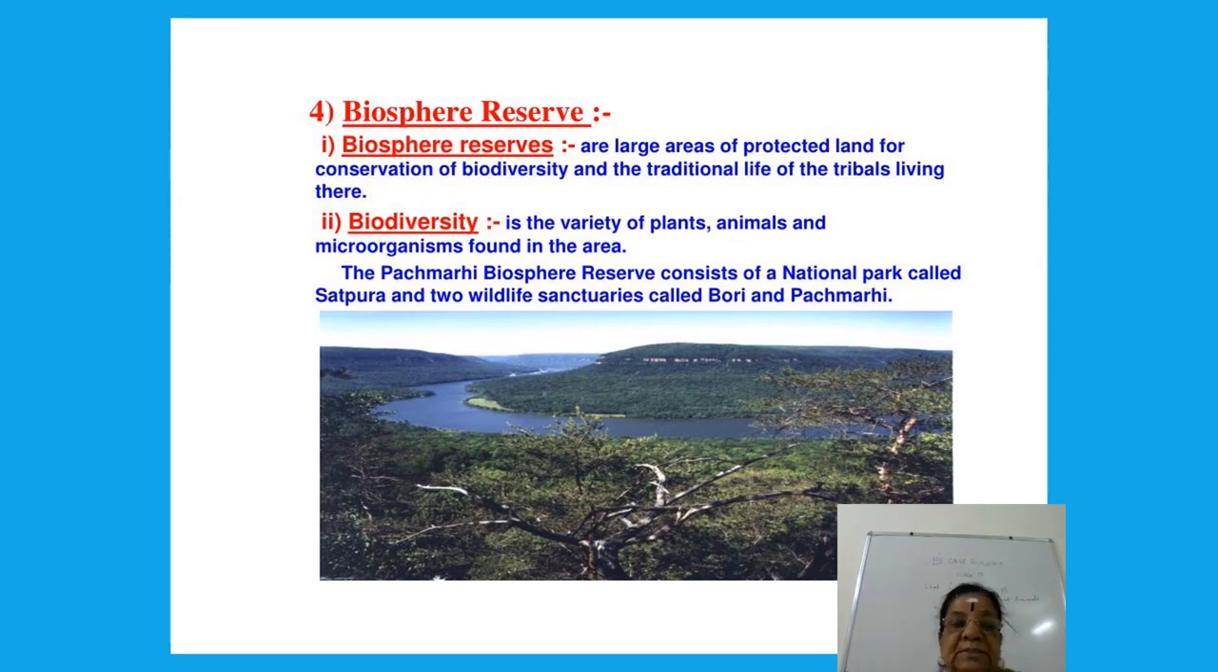Biodiversity is a variety of plants and animals and microorganisms found in that area. The Pachmarhi Biosphere Reserve consists of a national park called Satpura, and 2 wildlife sanctuaries called Bori and Pachmarhi. This is very important for this lesson, so remember it.